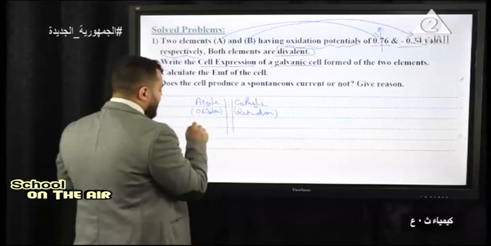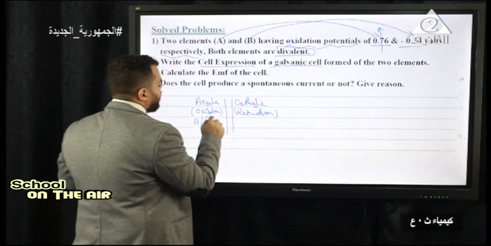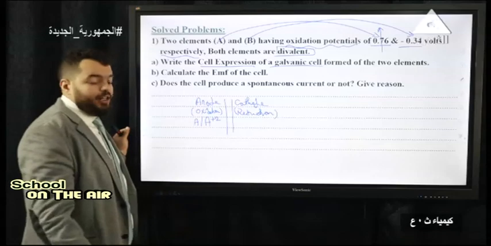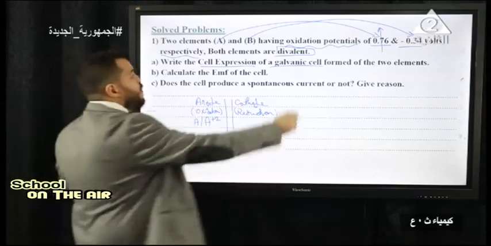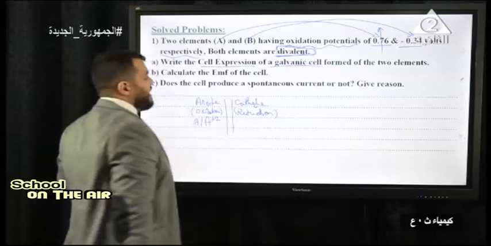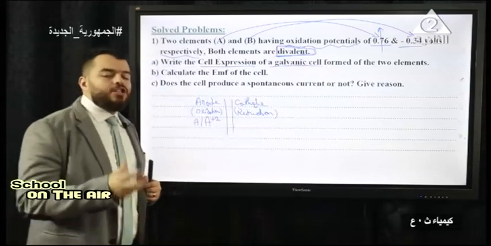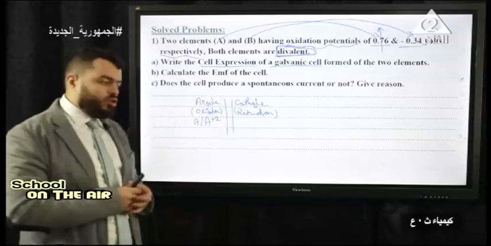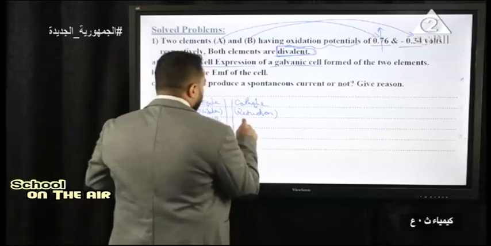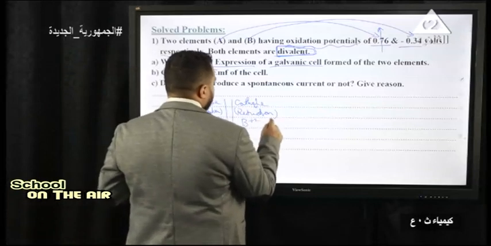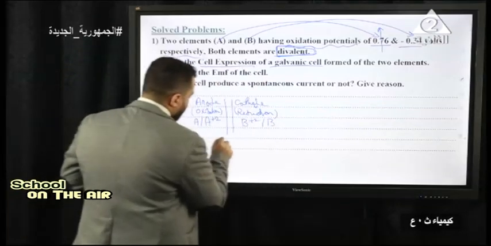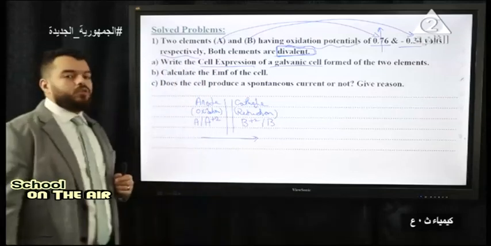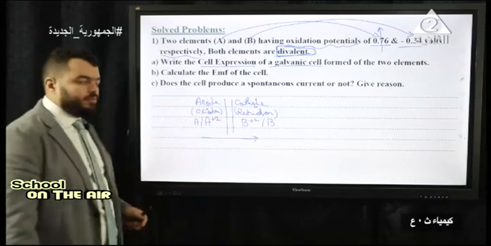Okay? So A will be oxidized and it will be changed into positive ion. Positive 1 or positive 2 or positive 3 ion? Positive 2. How did you know? Because he told us before that both of the elements are divalent, so they are going to lose 2 electrons or gain 2 electrons if they are reduced. Okay. B will be changed from B positive 2 into B. And never forget the arrow which represents the direction of the electron flow from the anode to the cathode.